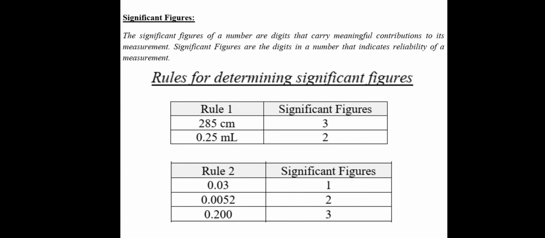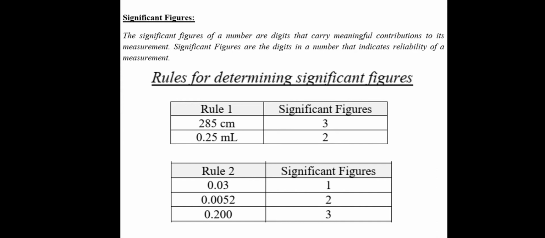First of all, I will explain the first rule. The first rule says all non-zero digits are significant. For example, in 285 centimeter, there are three significant figures, and in 0.25 ml, there are two significant figures.